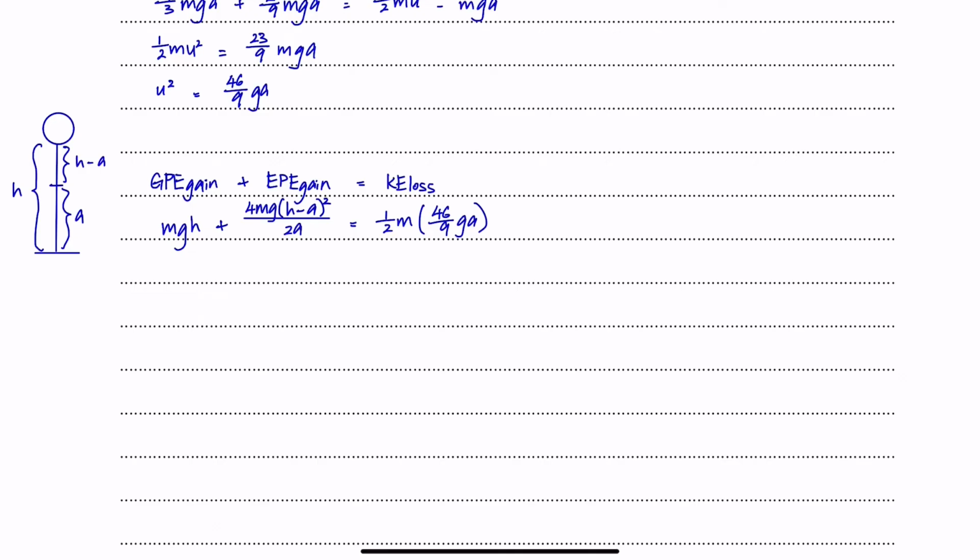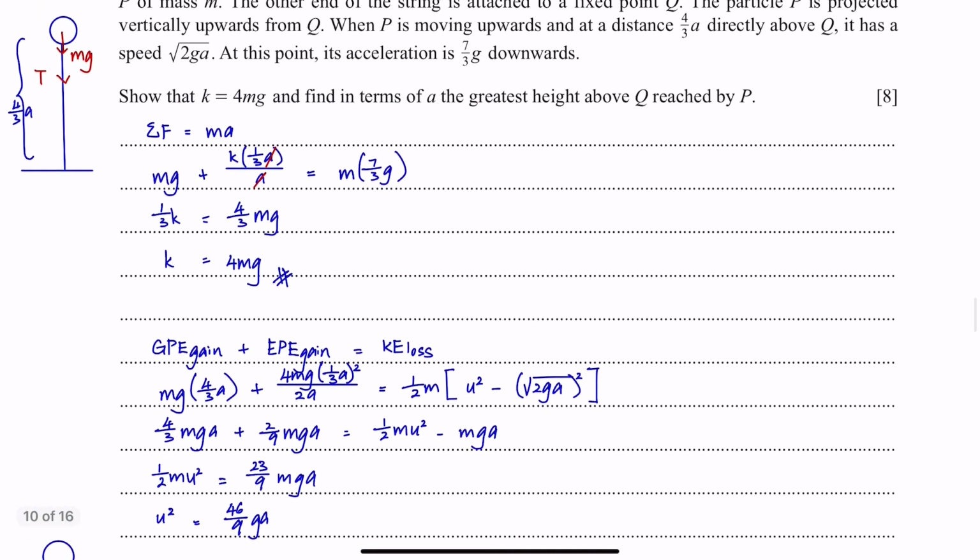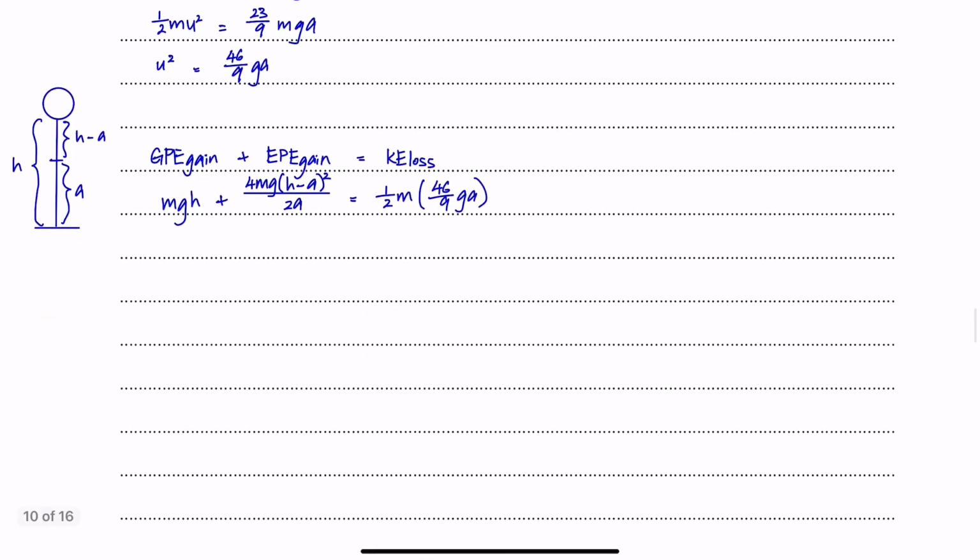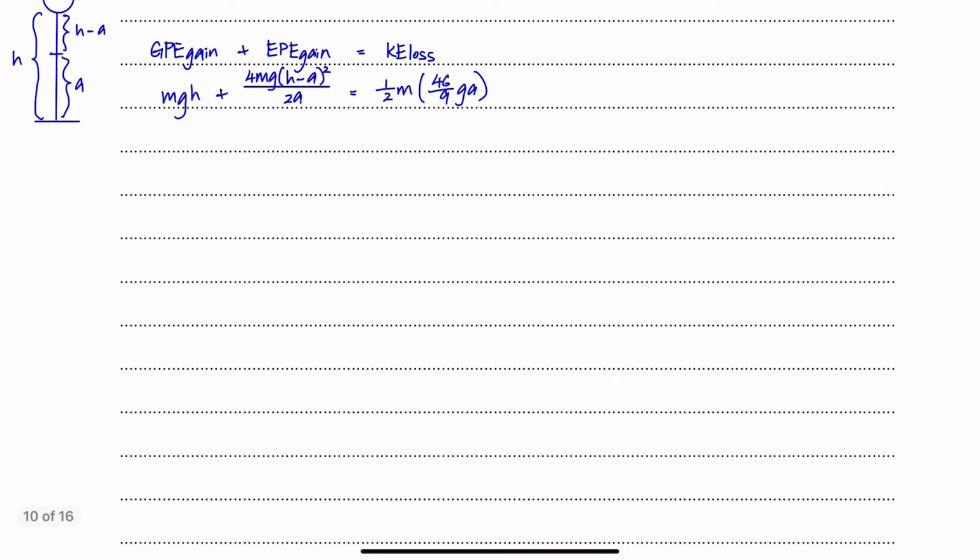Why do we not need to minus anything over here? Why do we not need to minus the final speed squared? Because when it reaches its greatest height, it means it's not going upwards anymore. It stops going upwards, and after reaching the greatest height, it will start falling. So at that split second, it's actually not moving, and hence the speed is actually 0.